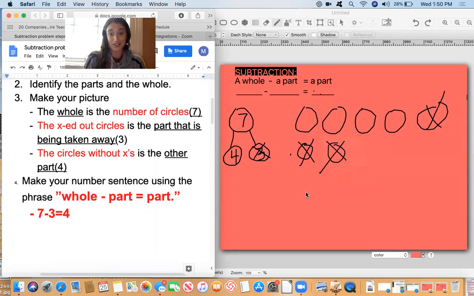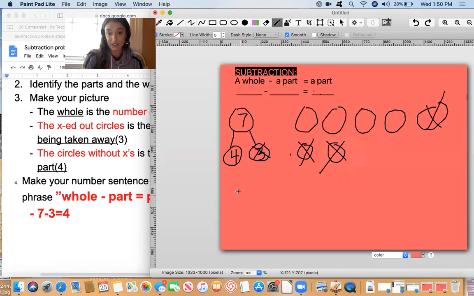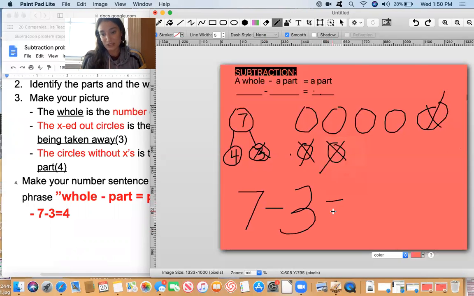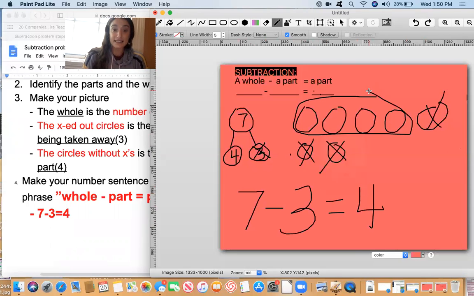After we do that, we're going to make our number sentence using the phrase a whole minus a part equals a part. So let's do that together. The whole, I know, is 7 minus the part. Now we know when we're subtracting, we're taking away, and when we take away, we X it out. So that must be minus 3 because I see 3 circles that have X's on them. And then it equals a part. I see that we have 1, 2, 3, 4 circles left. That means that 4 is the number that's left over. So we know that 7 take away 3 leaves us with 4 circles left. And this is how you solve your problem when you're just given a number bond.